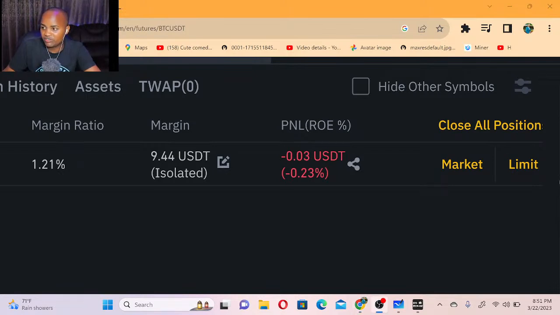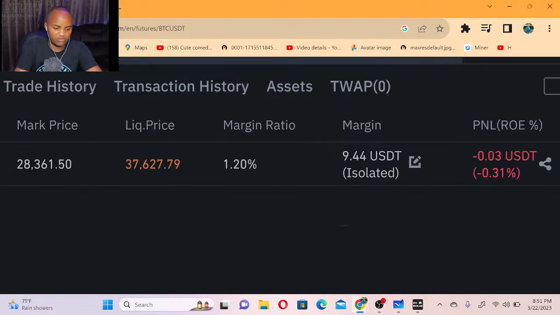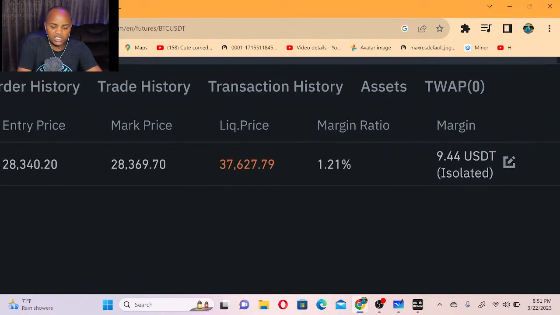Something that is very interesting. So you can see I have used 9.44 USDT as isolated. You can be checking everything that you have used over here. Liquidation is at 37,627. Liquidation means that if I had not put a stop loss, because I put the stop loss at 29,000, okay? In case you didn't use a stop loss, what will happen over here? The moment it reaches 37,629, all the money will be gone. It will just be negative, okay?